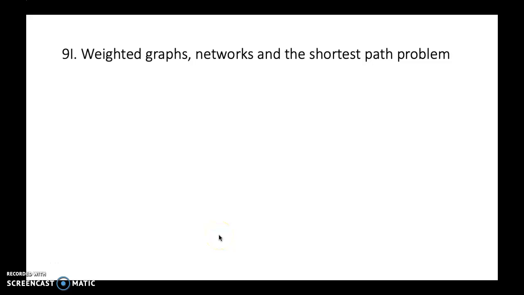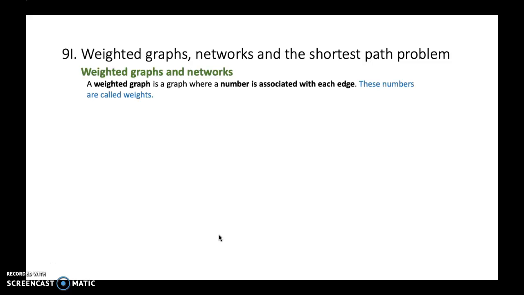Hi everyone, in today's video we're going to talk about weighted graphs, networks, and the shortest path problem. A weighted graph or network is a graph where a number is associated with each edge. So we attach a number to each edge. These numbers are called weights.